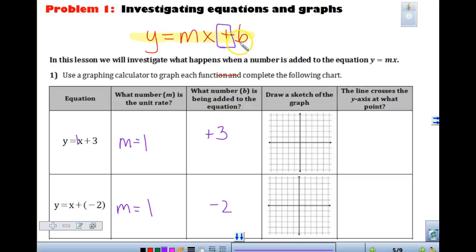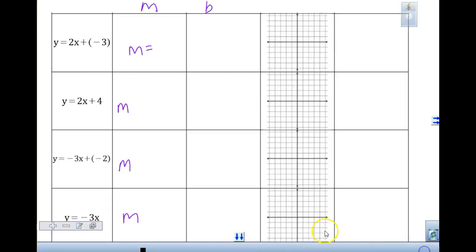Equals mx, right, plus b. So you were asked to find what is the m in this equation. The m is 2. Deshaun, the m in the next one is 2. If I'm looking, Caden, for the m in that third one, -3. Haley, if I'm looking for the m in that last one, -3. Jeffrey, if I'm looking for the b, going back up here, I'm looking for what was added or subtracted. What was added?